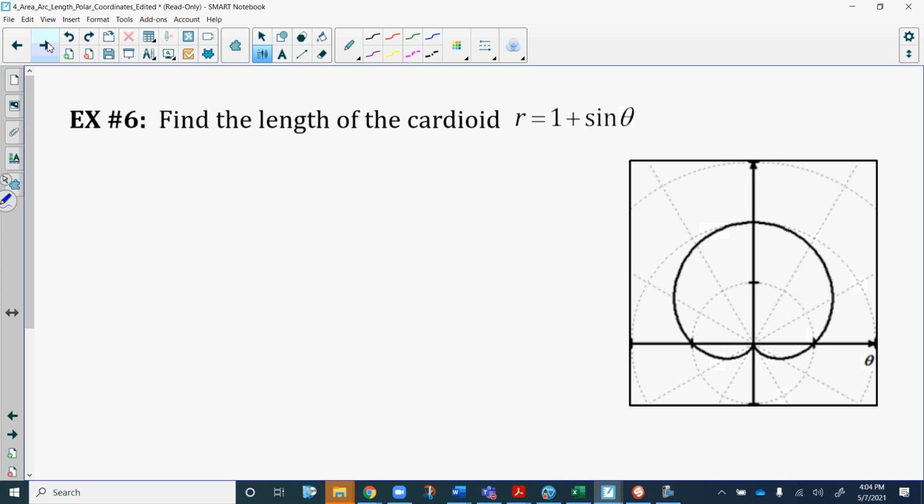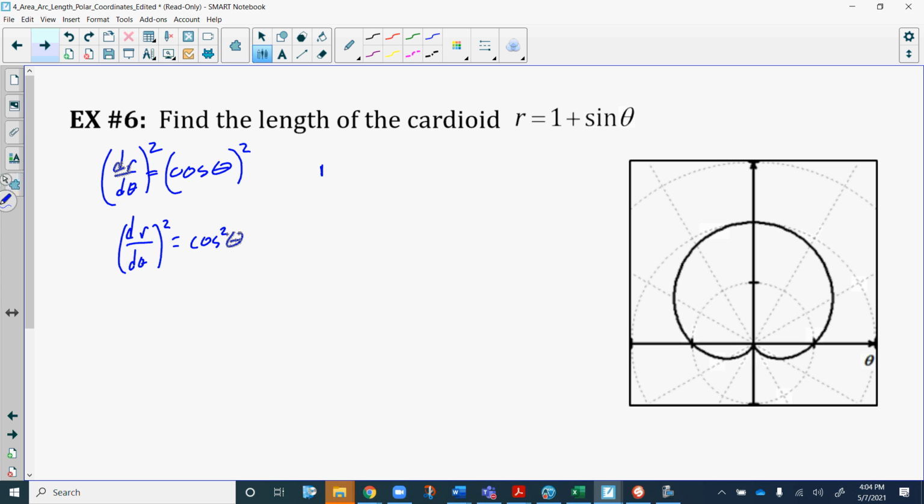So in this case, we're given r to be 1 plus sine of theta. That means dr d theta, the derivative of that, is going to be cosine of theta. So dr d theta squared is going to be cosine squared of theta. Not a bad deal.